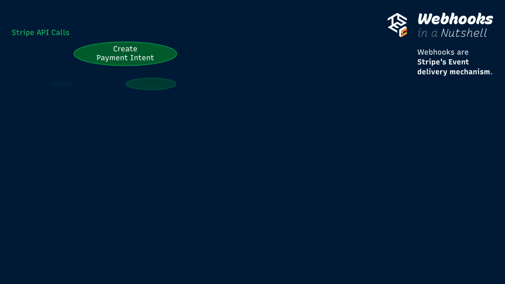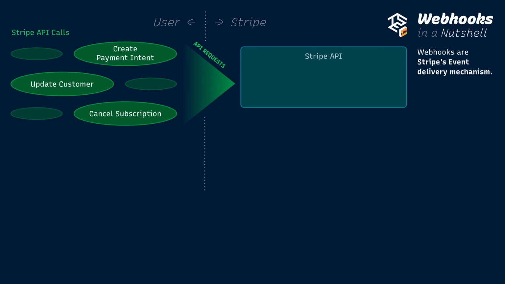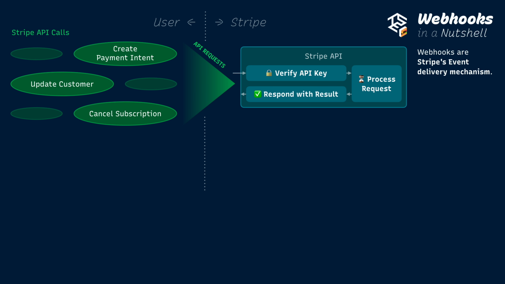The Stripe API allows you to do many things like creating payment intents, updating customers, and canceling subscriptions. Those operations are sent to the Stripe API from a user's integration in the form of API requests. At a high level, Stripe's API receives the request, verifies the API key, processes the request, and responds with the result. It's important to note that API operations are driven by the user. They send us API requests when they want something done or when they want to retrieve specific information.